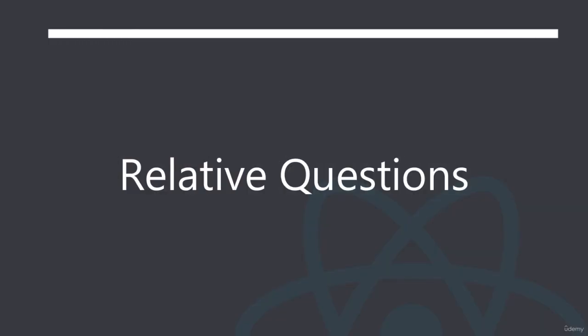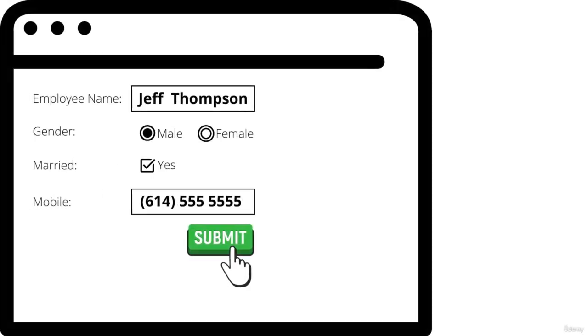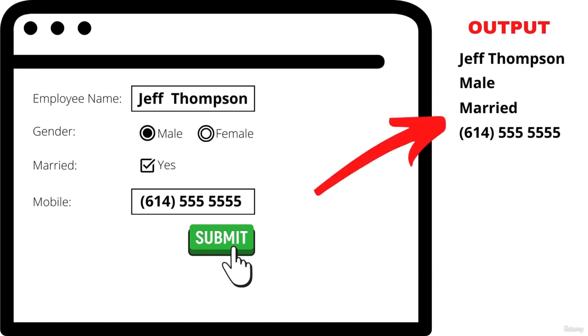So now let's talk about the exercise you can extend. Now I want to give you a main exercise. You have to design this kind of form. You have input fields, you have radio buttons, checkbox, and also a submit button. So when the submit button is clicked, you have to show the data in this way here. So this exercise you can practice.